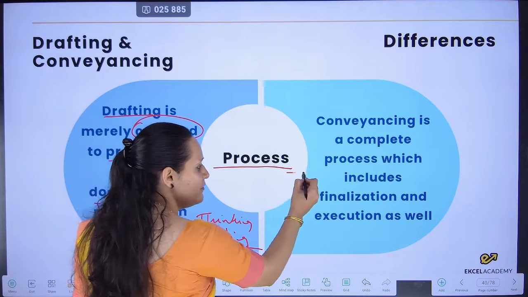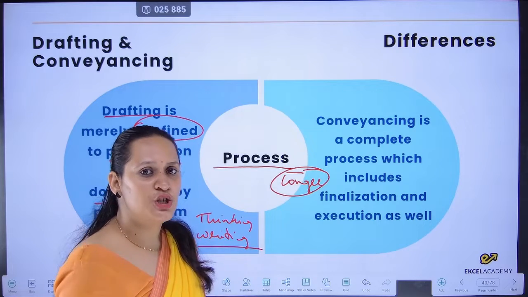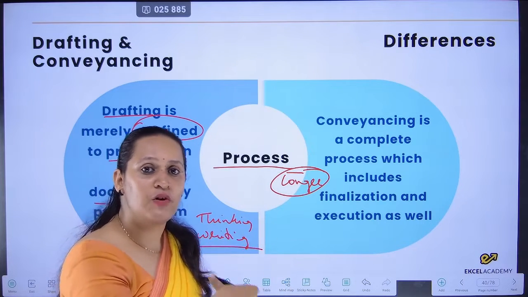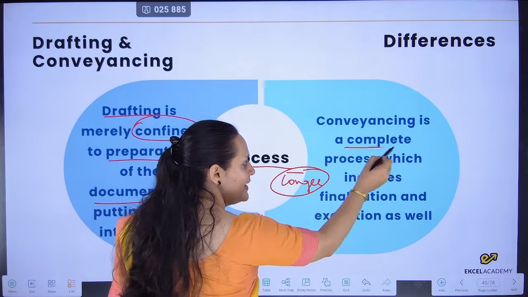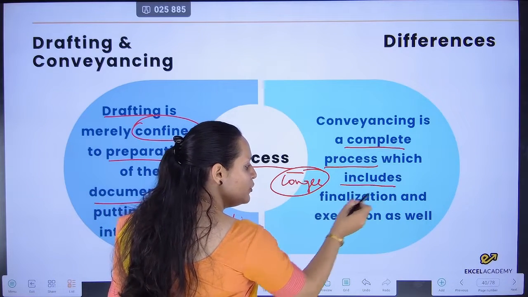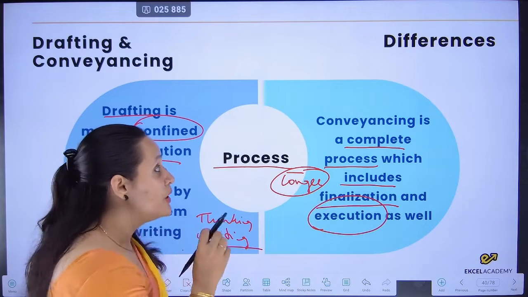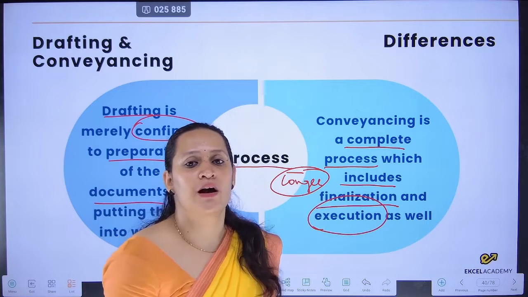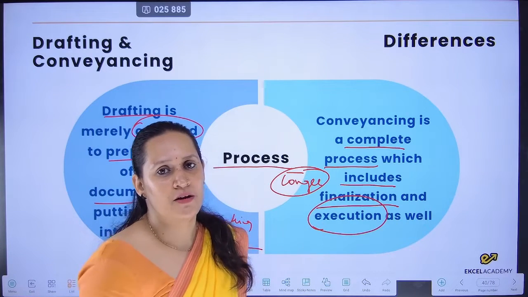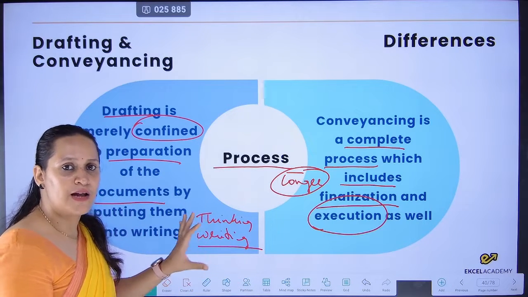The process of conveyancing is comparatively longer than drafting because we have to ensure that the actual transfer has been executed. So we will also take into consideration the entire process, which includes the finalization as well as the execution of the document. The process of conveyancing is going to continue until the ownership is actually transferred from one person to the other person. In drafting, you are only thinking and putting it into documentation. Enough, the process is over.